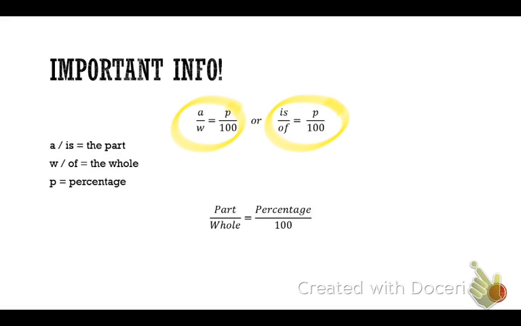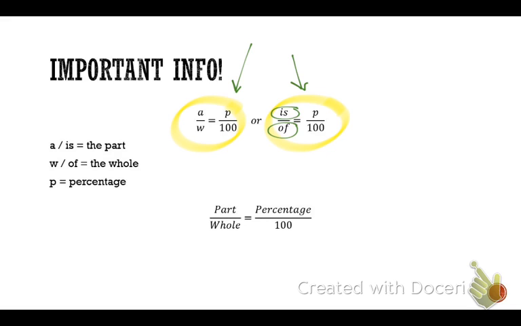We have the official formula. This one right here on the left is the official formula for the percent proportion. But then we have kind of like a nickname for the formula, or it's kind of like our cheat sheet. The is over of equals P over 100. The reason I like this formula is because my key words are built into the formula.